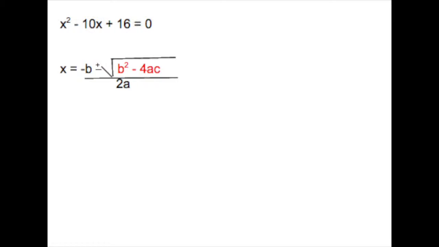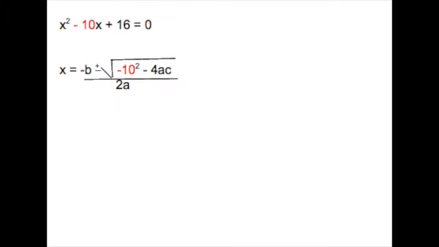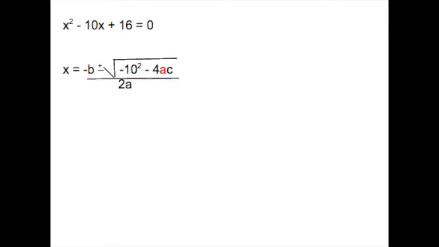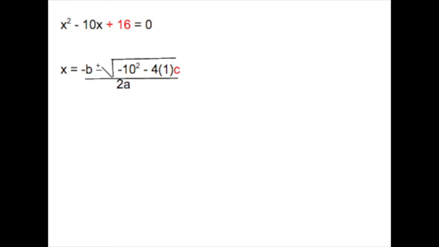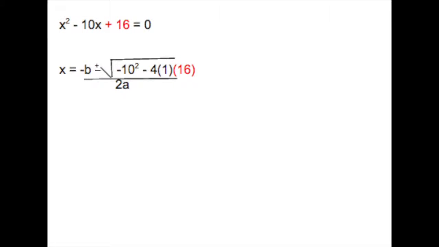We are going to use these values to plug into the b squared minus 4ac portion of the quadratic formula, which is the discriminant. B is negative 10, so we substitute negative 10 in for b. A is 1, so we substitute 1 in for a. And c is positive 16, so we substitute 16 in for c.